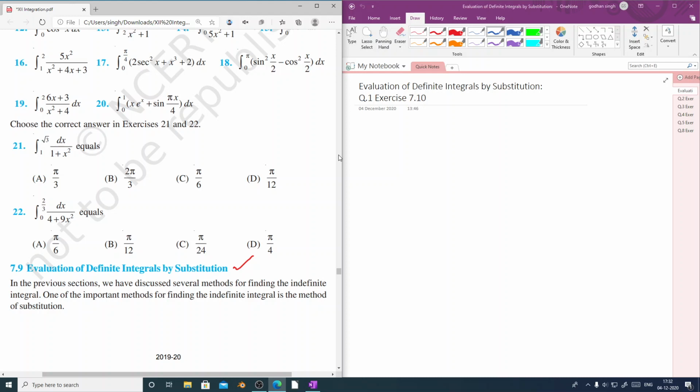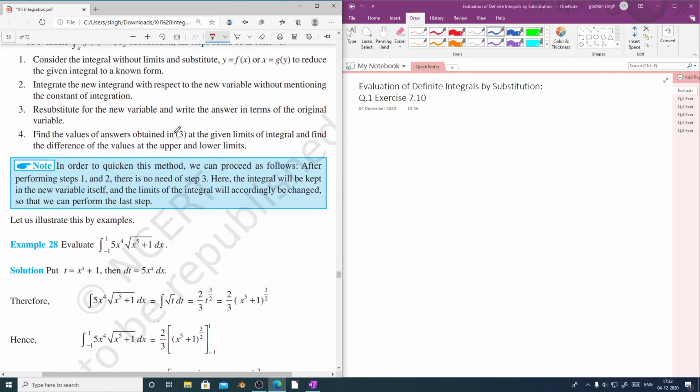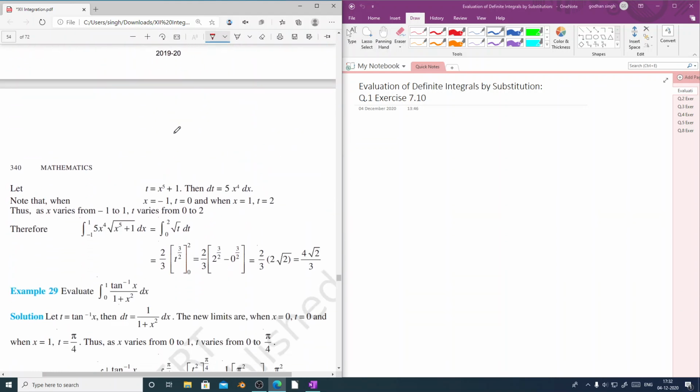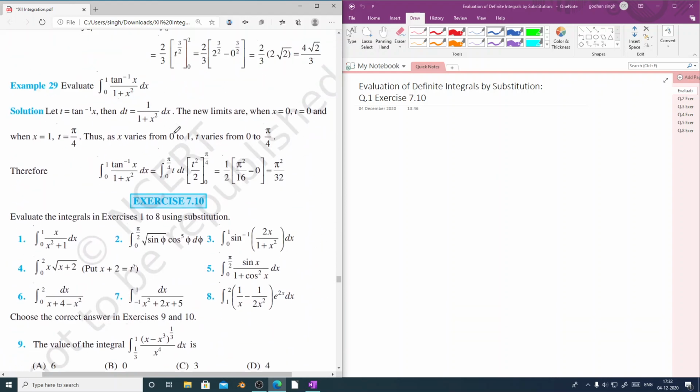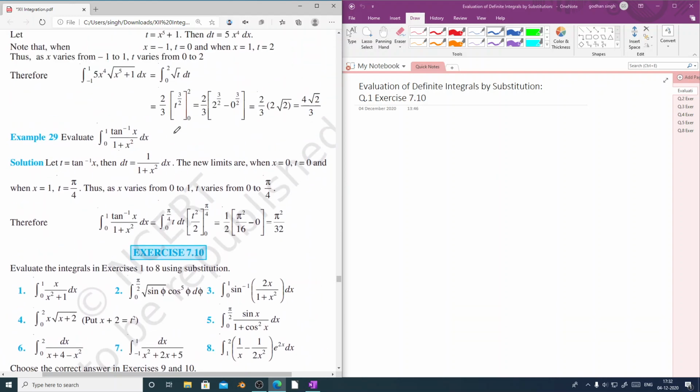Suppose we are integrating the function in terms of x. Suppose we are having a function f(x) in terms of x, and we are integrating that with respect to dx. Then if you do not change the limits, then the limits will be still in terms of x, and the remaining function will be in terms of say the other variable, say t. So our answer will be incorrect. So let us see how it is to be performed. So we will be going to exercise 7.10, and let us do question number 1 to study this method.